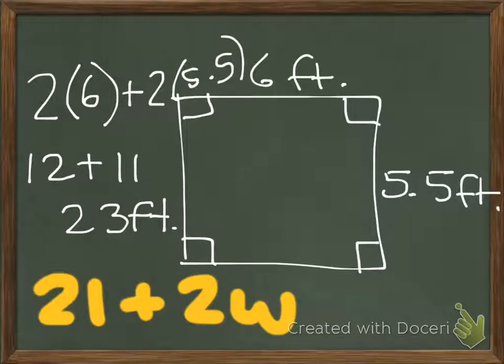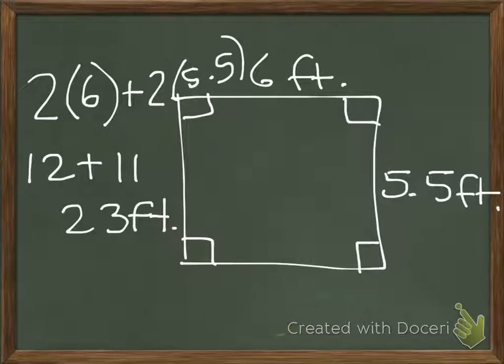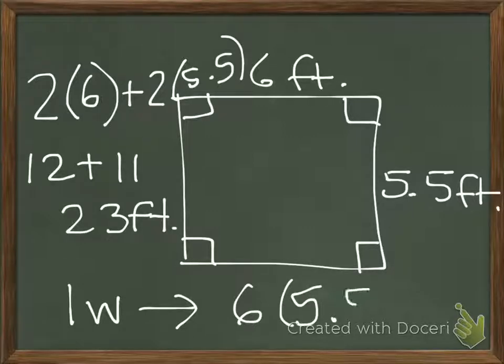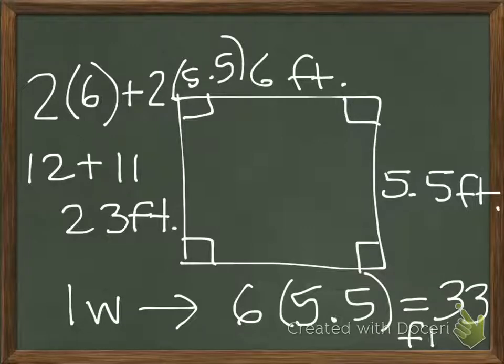Our area is going to be length times width, that's the formula. So all we're going to do there is multiply 6 times 5.5, which gives us 33. And for area, we usually square the units, so we get feet squared.